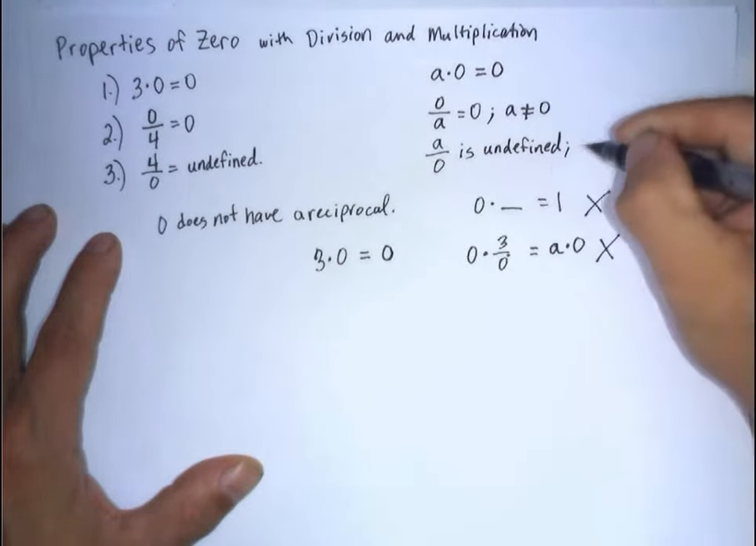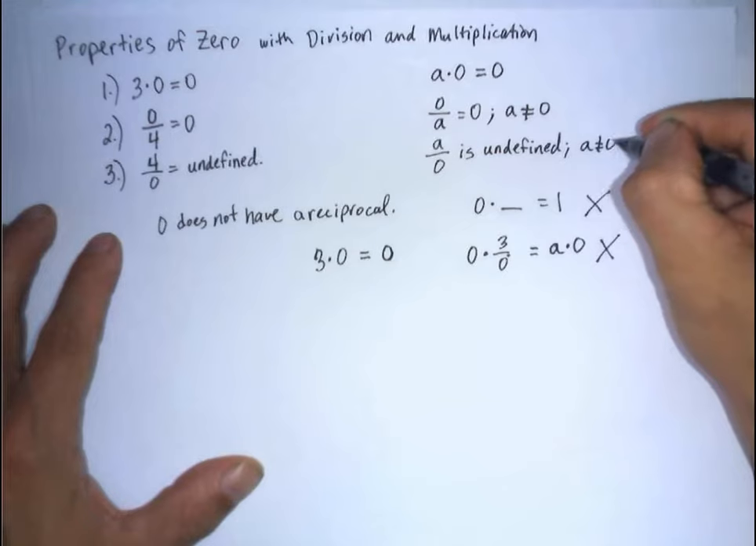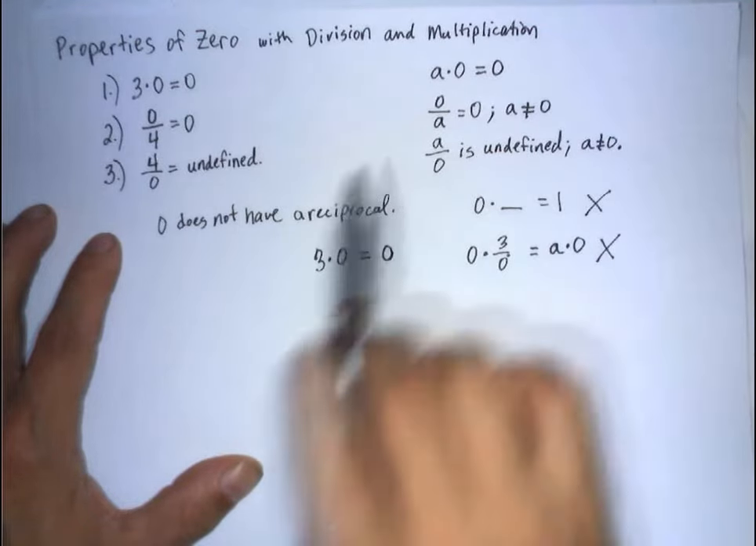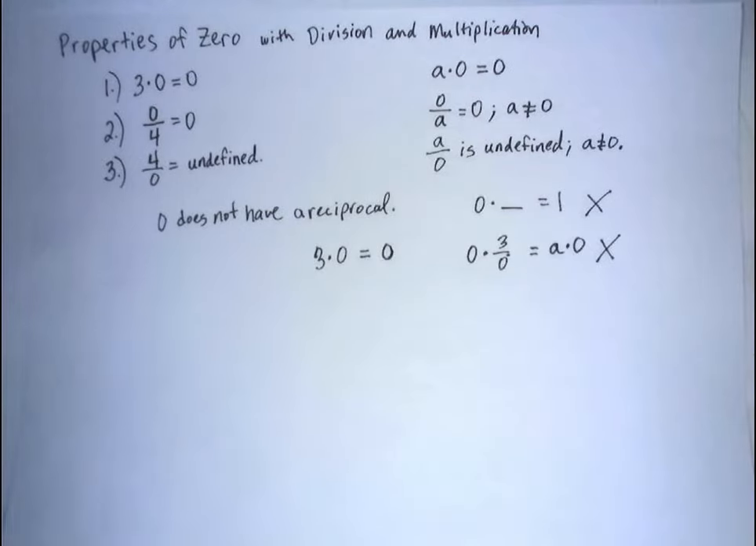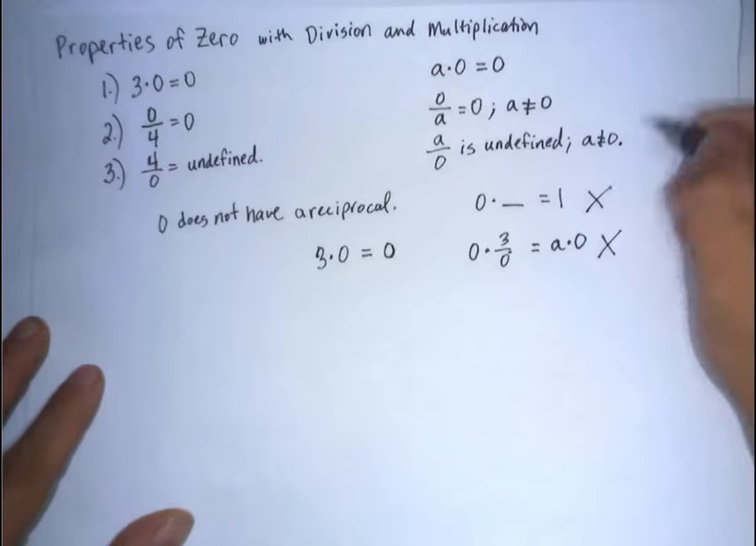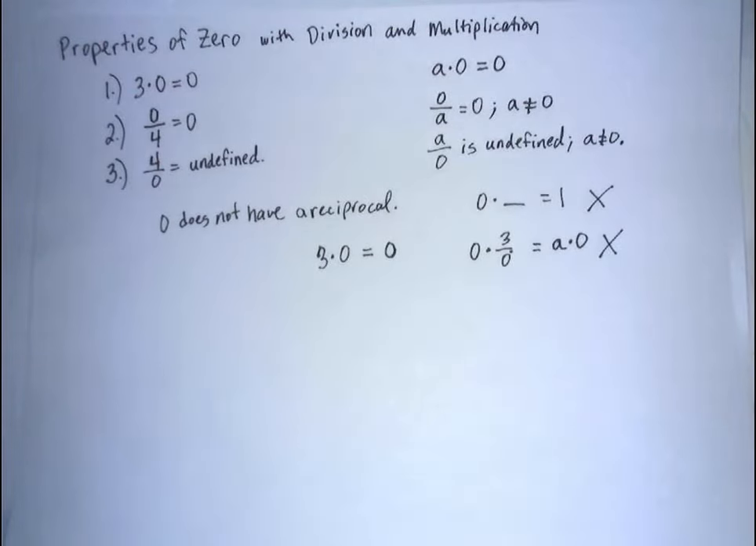And I'm also going to have to throw out there that a cannot be 0. And the reason if a is 0 is way outside the scope of calculus. So we're not going to discuss what happens if we have 0 divided by 0. Okay, so let's look at some examples. But for right now, you can assume that any division by 0 is undefined.